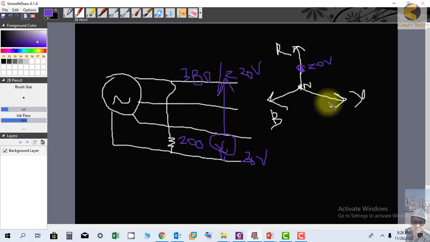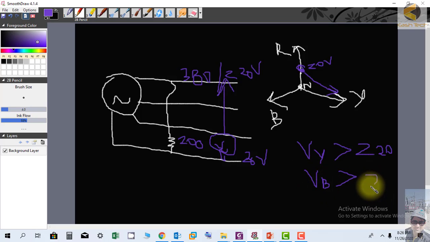And now if you measure the voltage between neutral and yellow, you will not get 220 or 380, but slightly more voltage. You can see this much between yellow and red. So the voltage on the yellow will be greater than 220 volts. You have to do the calculations. And voltage on the blue also will be greater than 220 volts.